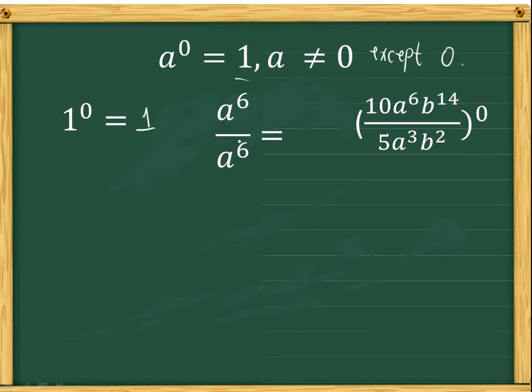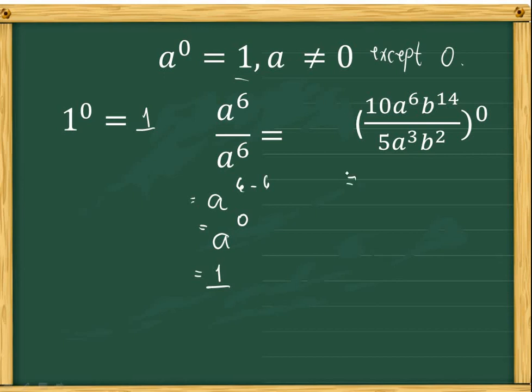Now, this is divide. So, nag-divide ka, pero ang pansin natin, parehas sila ng base. So, just copy the base A. Anong gagawin sa exponent? Pag division, magso-subtract tayo. 6 minus 6, which is equals to A raised to 6 minus 6, which is equals to 0. Again, any number raised to 0 is equals to 1, except 0.